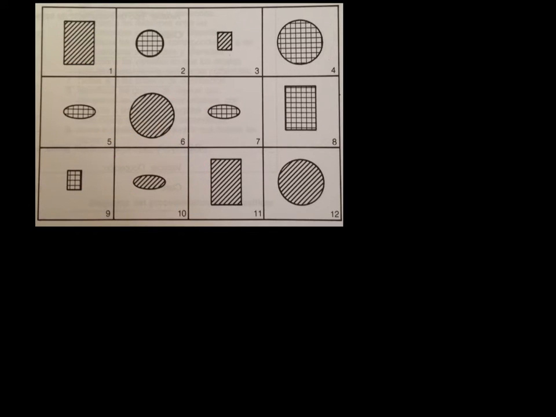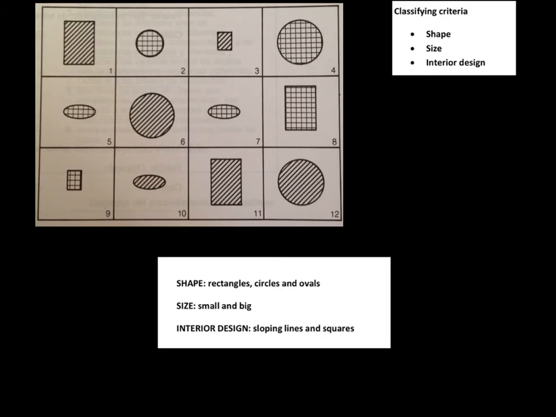Now we want to start with the classification. The criteria that we want to use is the shape, the size, and the interior design. For the shape, we're going to have rectangles, circles, and ovals. For the size, we're going to have small and big. And for the interior design, we're going to have sloping lines and squares.